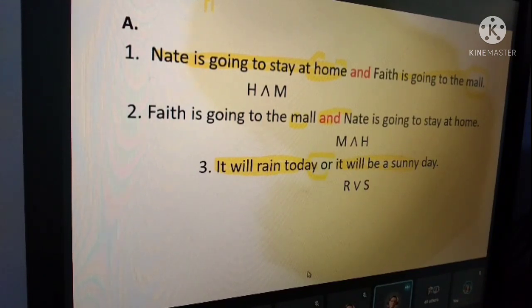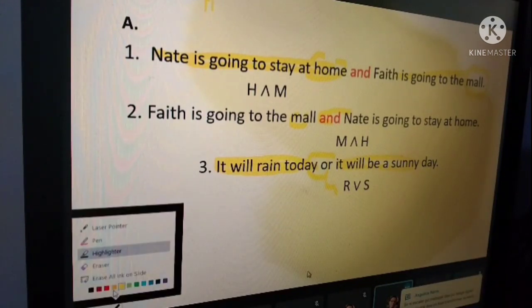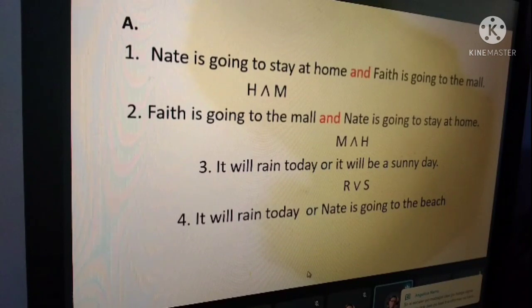Since we use or, it becomes a compound proposition. In English, we have what we call a compound sentence. In math, the use of and, or is as logical connectors. We connect the two propositions using the logical connectors, and this is the symbol for or. Next, number 4: it will rain today or Nate is going to the beach. This is the symbol for it will rain today, or Nate is going to the beach.